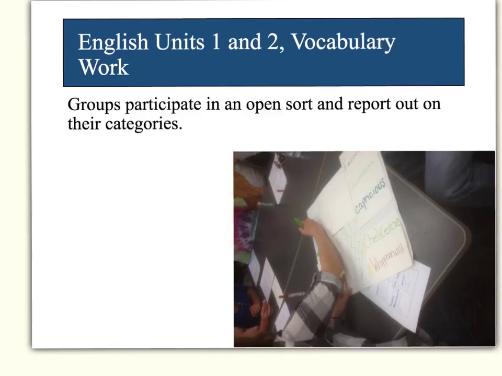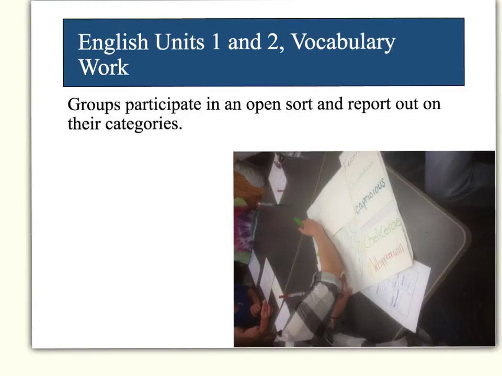Once the other members of the group have learned those 2 words, the next process is for groups to participate in an open sort and report out on their categories. An open sort requires students to take the words, say they have 8 words in their group, and place them into categories that they develop based on the meaning of the words.